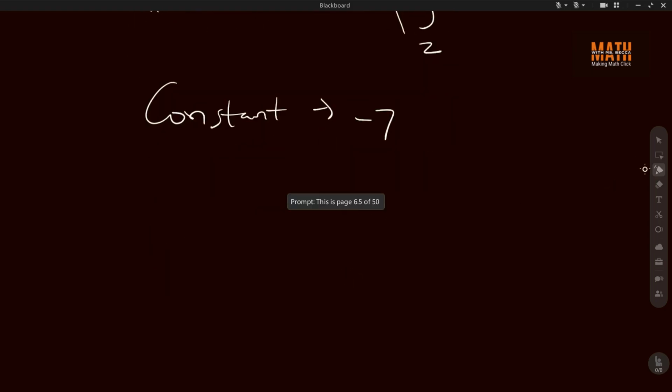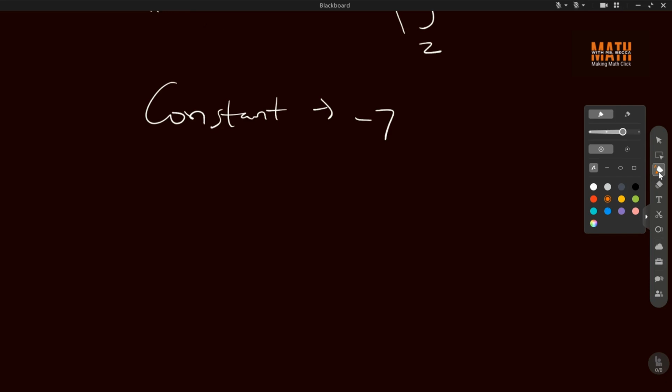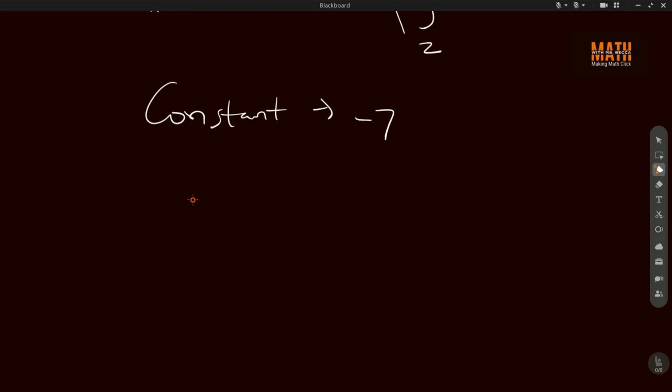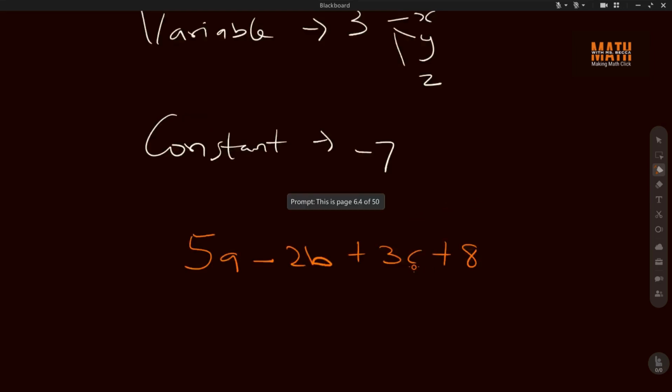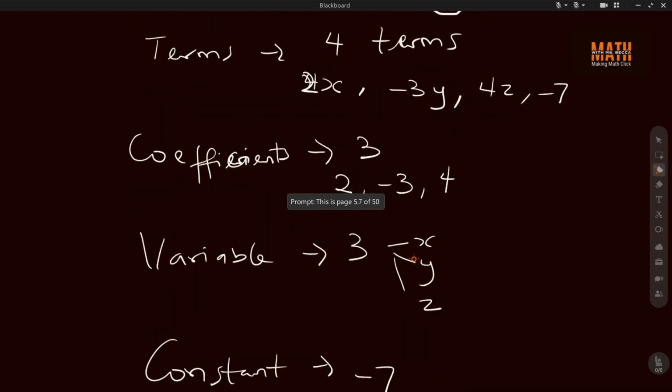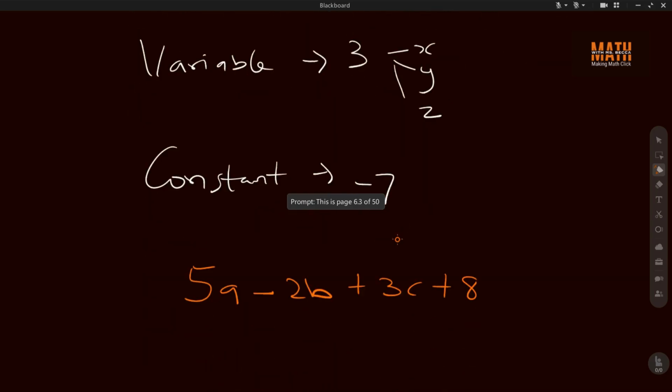Now take a look at this and identify all the parts in this expression: 5a - 2b + 3c + 8. Identify the terms, the coefficients, the variables and the constants and leave it in the comment section.